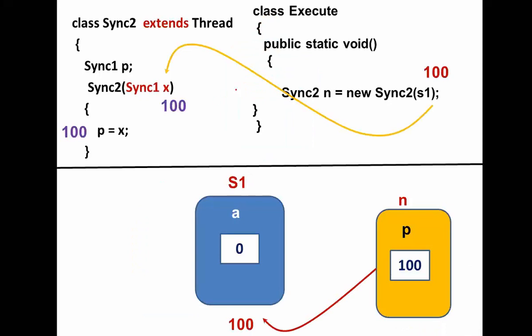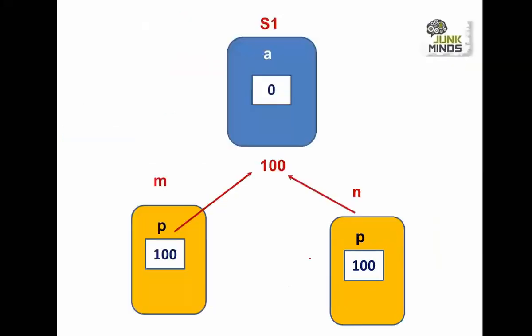Similarly, I create another object, sync2 n. I'm creating another thread n. Now for this thread also, I'm passing S1. So I'm passing the address of S1. So this value 100 will now get copied to P inside n as well. So n is now also a thread which is trying to access S1. So this is what has happened so far.